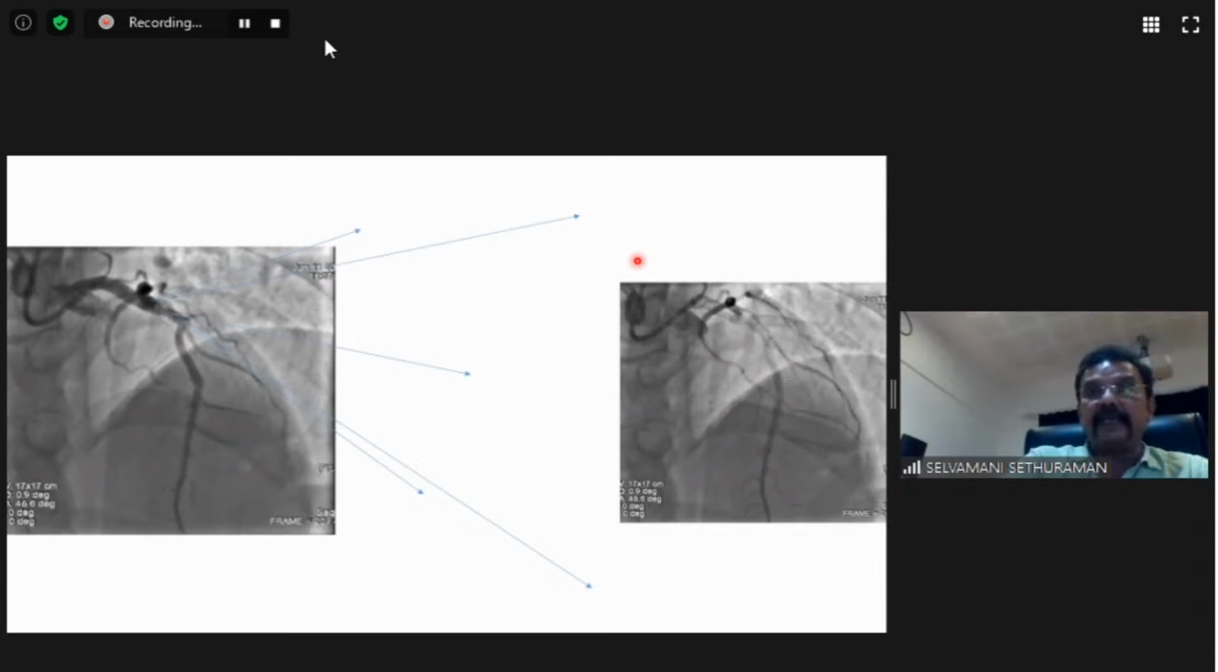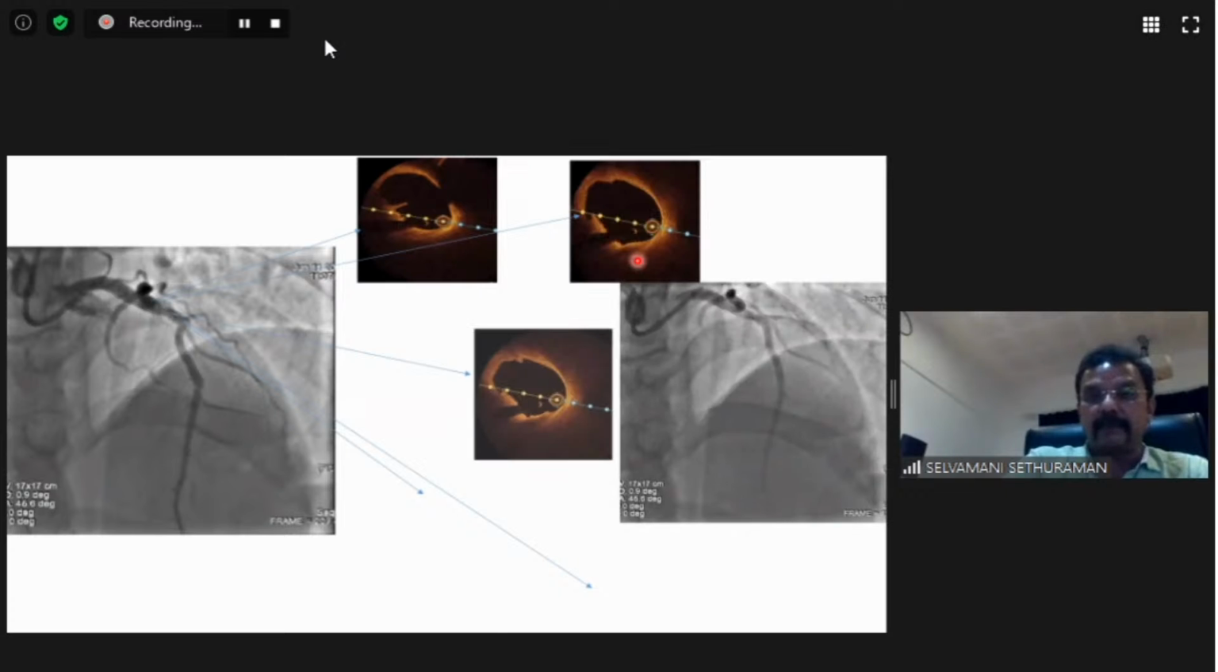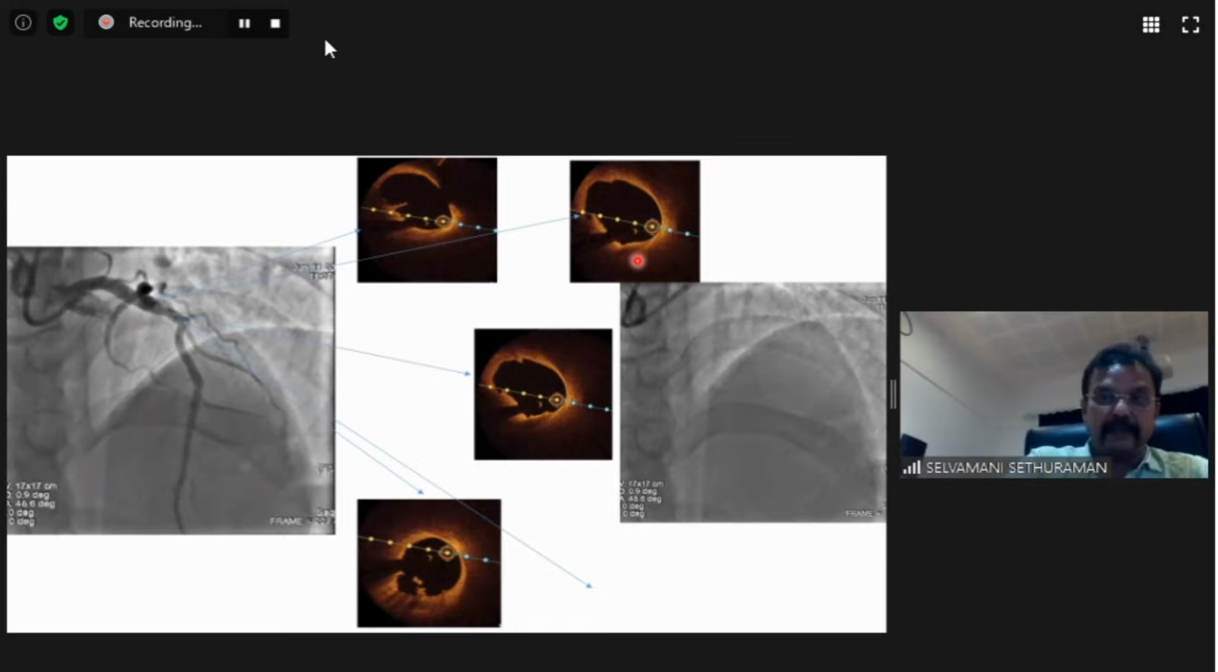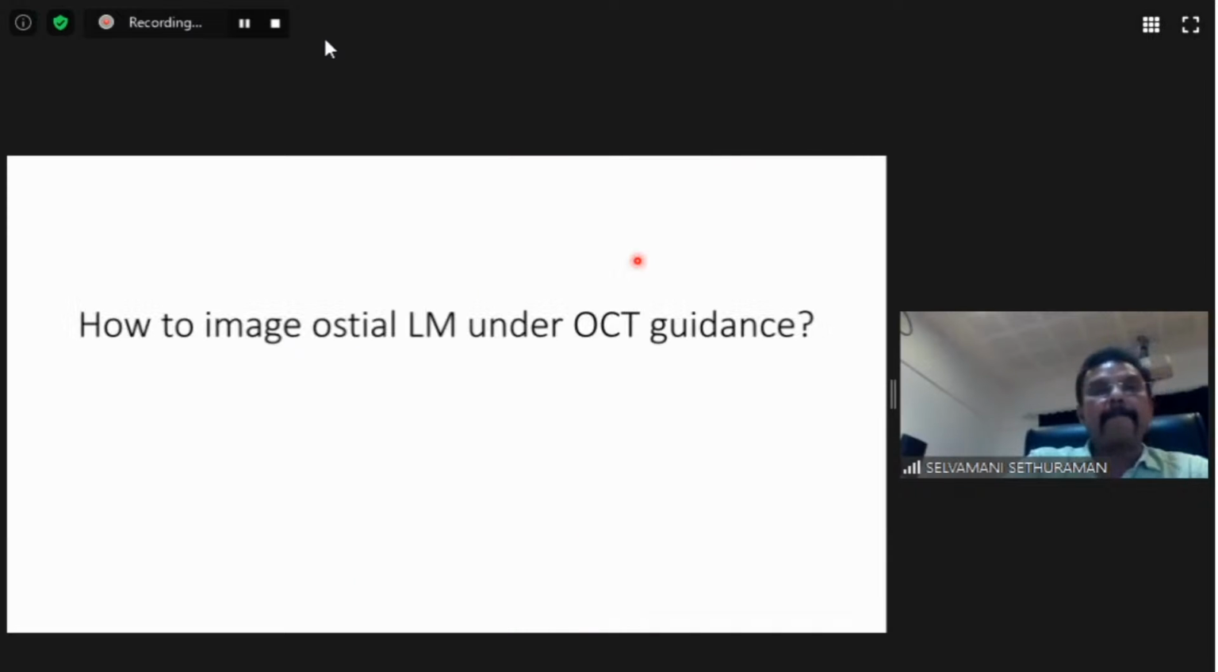So here clearly this is a case of erosion without any rupture, and we can just leave it with confidence without doing anything. And coming to left main, we are all very familiar with distal left main. OCT is very useful, and there is always controversy, or probably it is still not a standard, imaging the left main ostium under OCT.